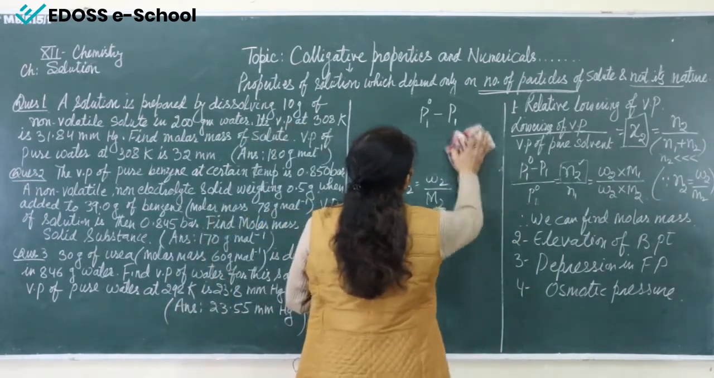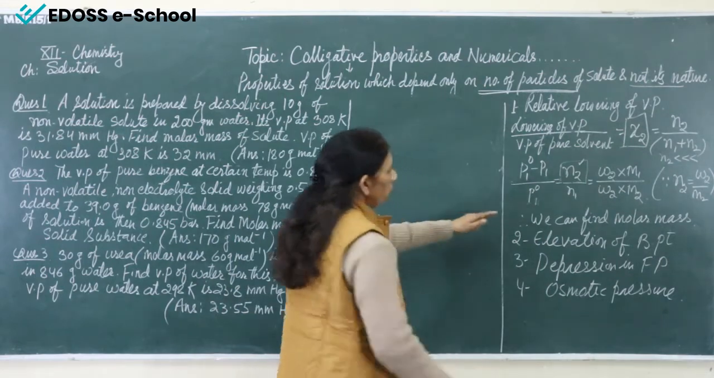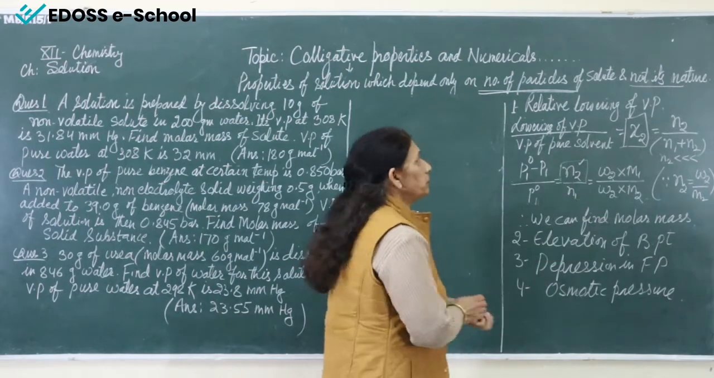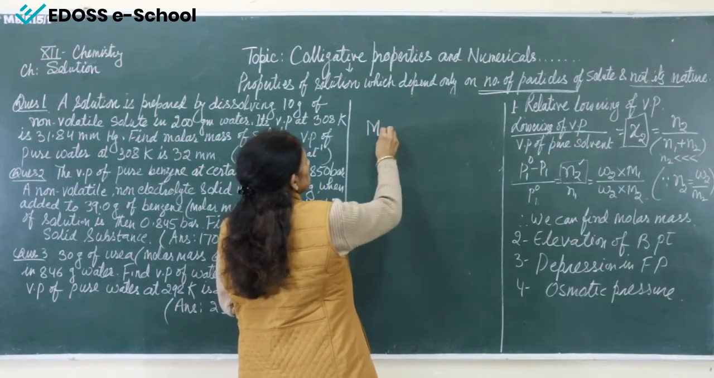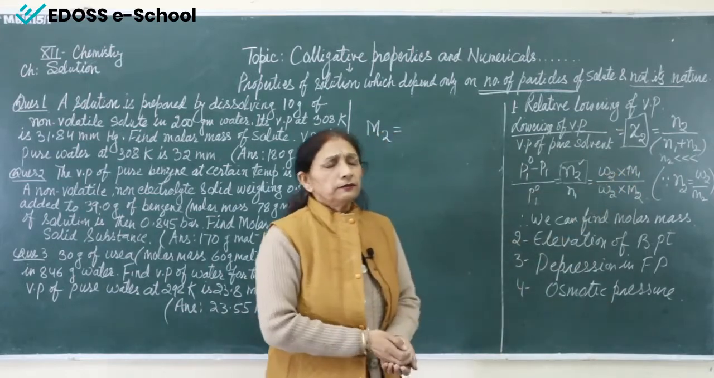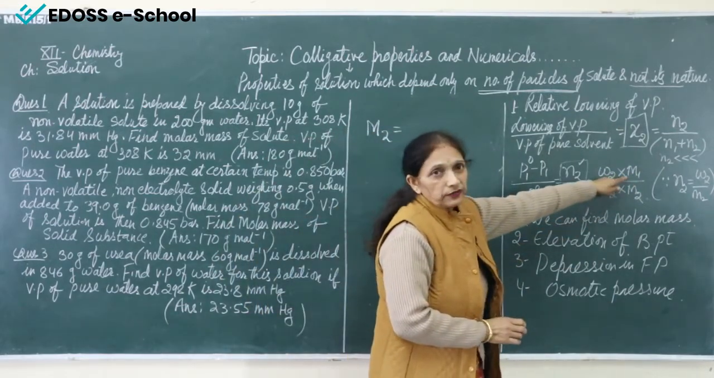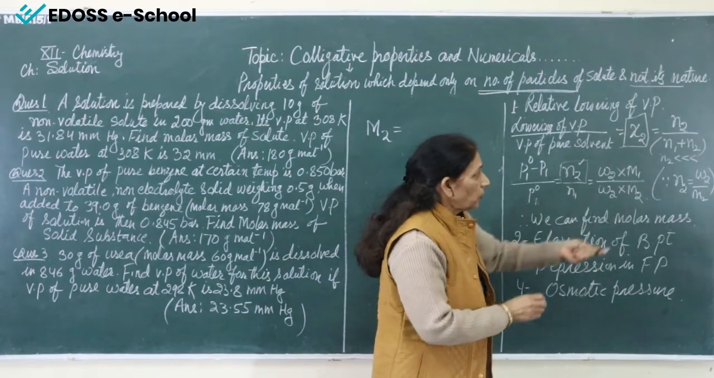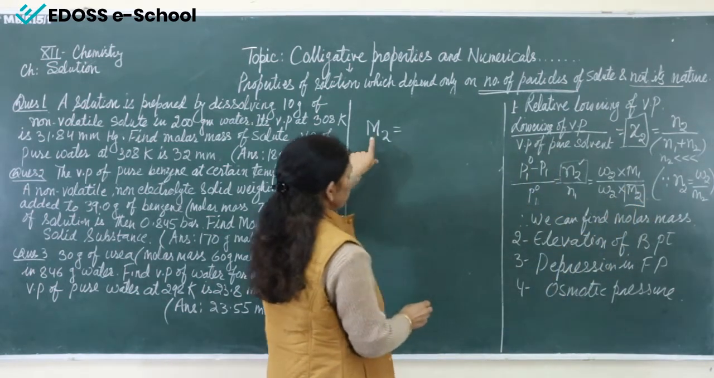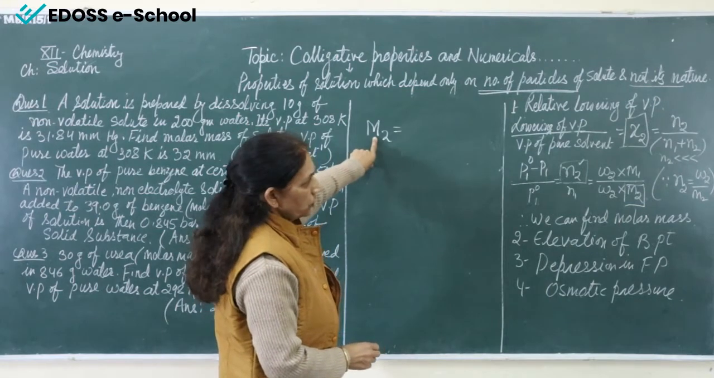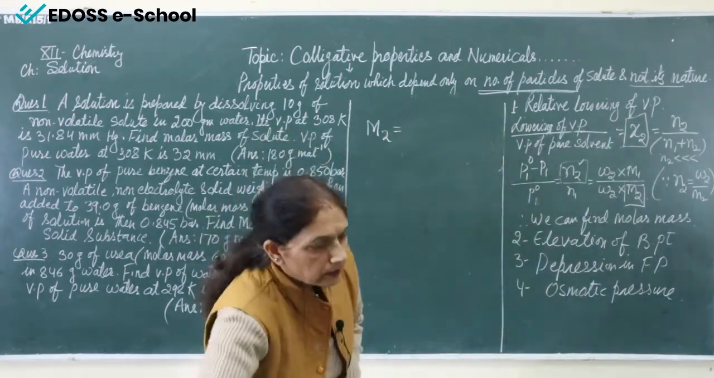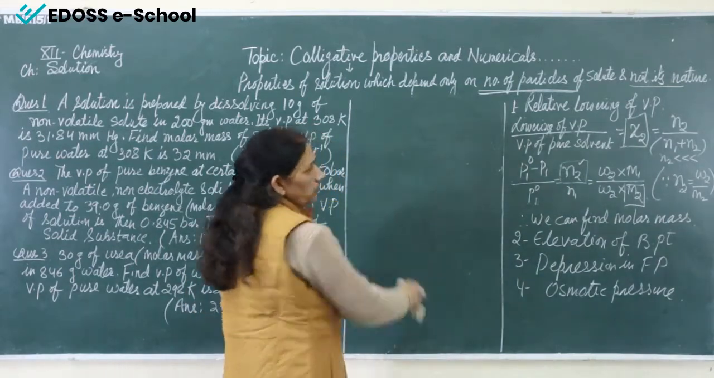Now see here, if we have to calculate M2, because M1 we know, M1 is the molar mass of solvent and M2 is the molar mass of solute. So if you want to calculate the molar mass of solute, this is the formula. Now you can write here, see how we will find it out.